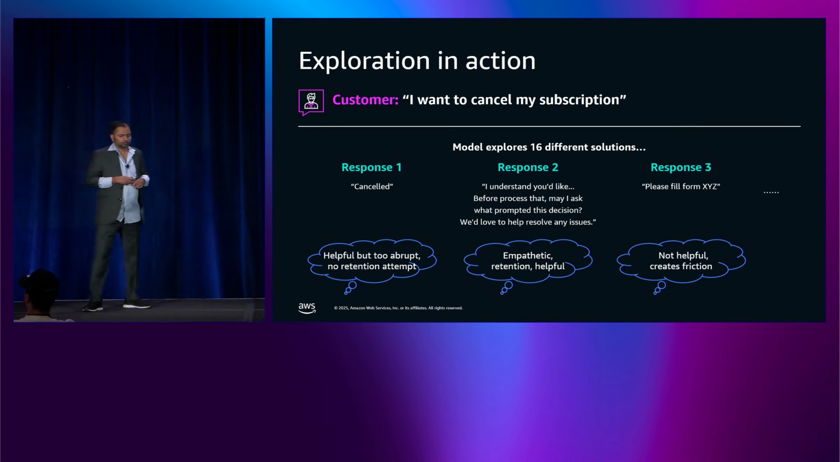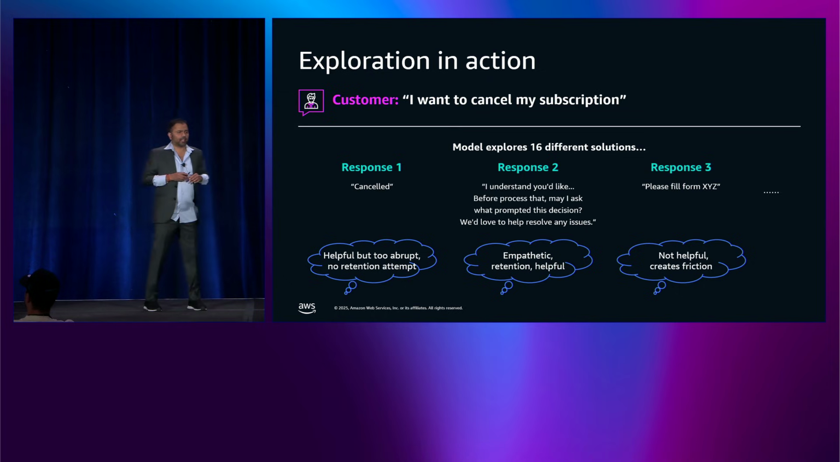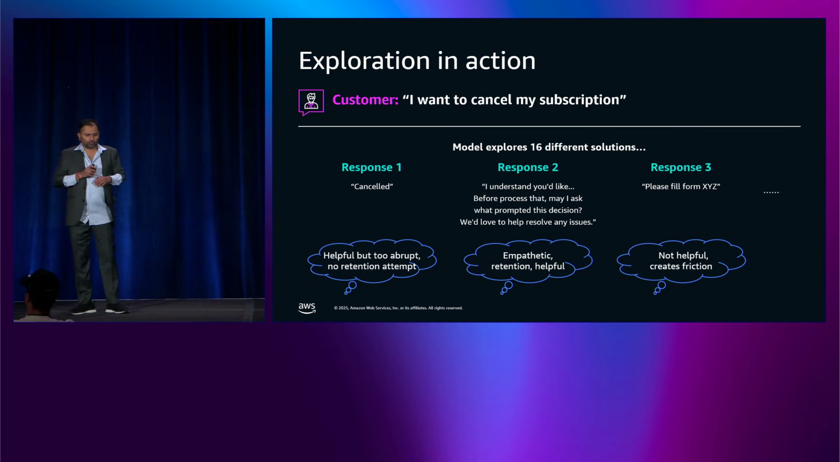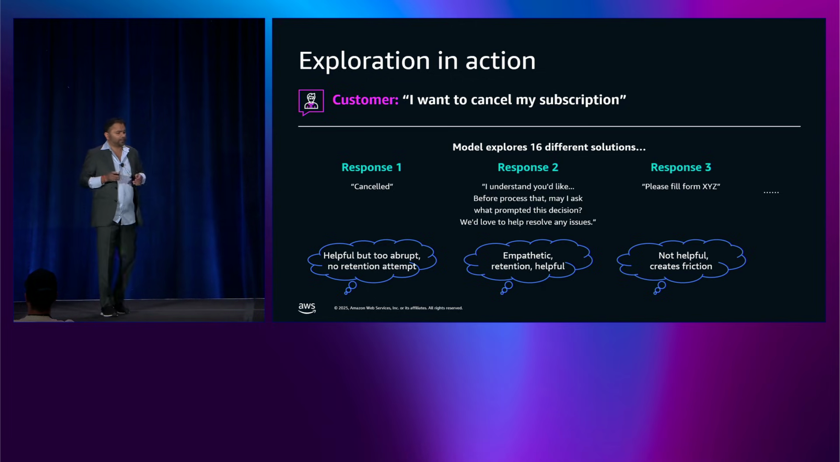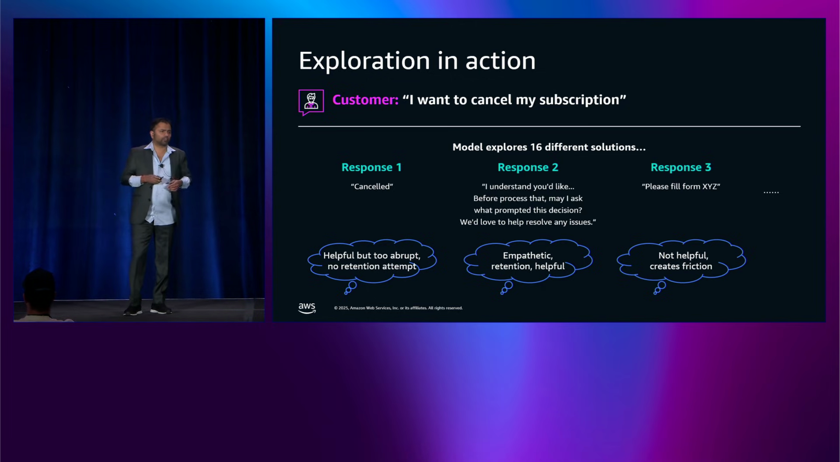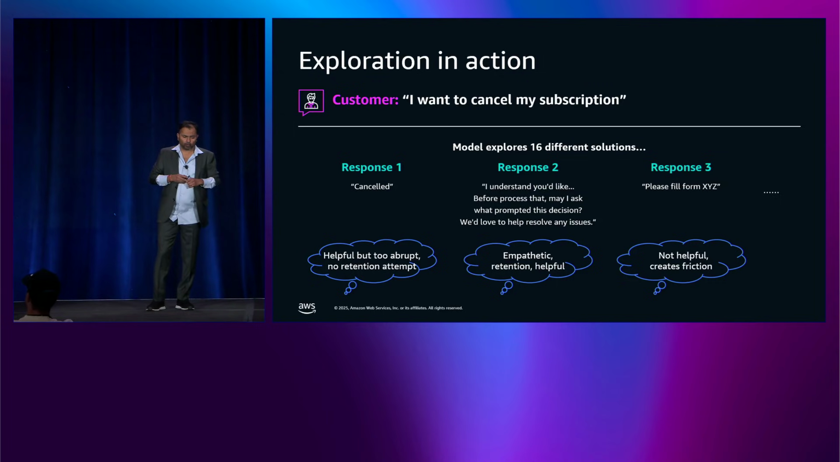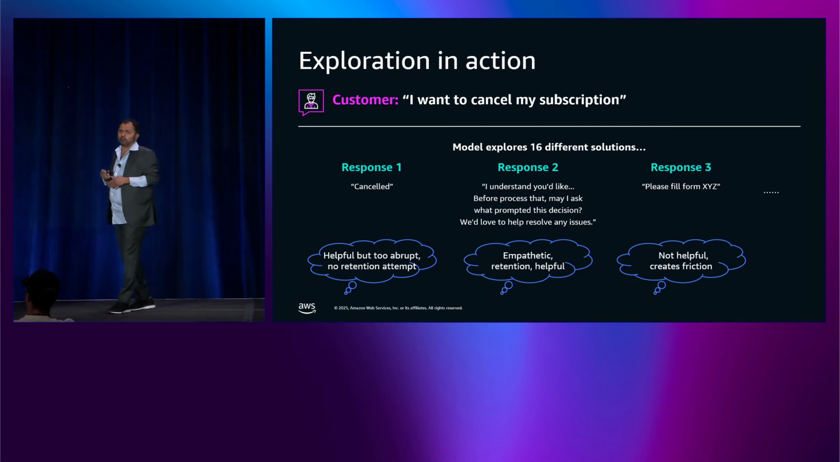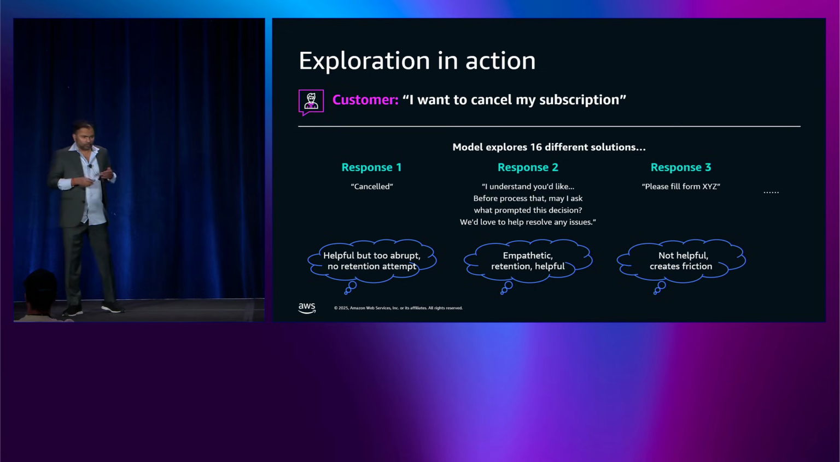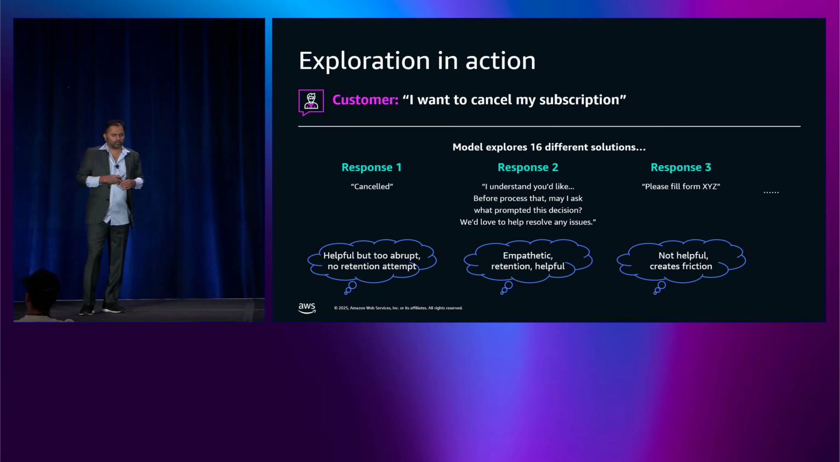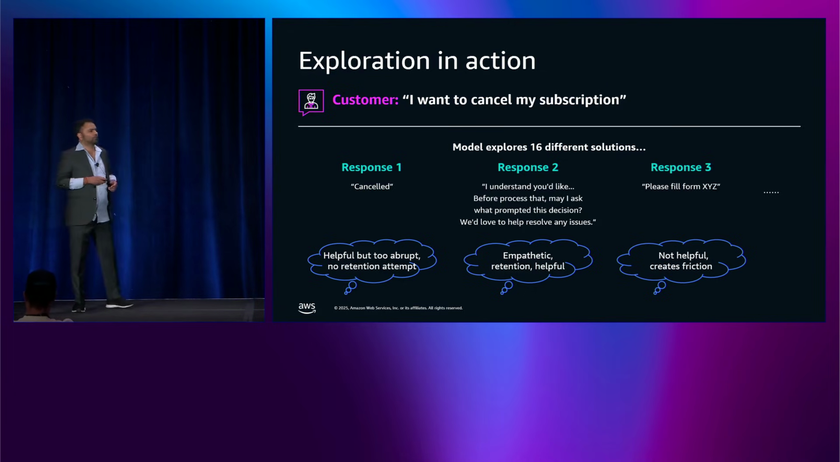Response 2 says, understand, but may I please ask what prompted that decision? As you can see, this response is empathetic and will score higher based on the reward function that I will create. Response 3, okay, here we go, please fill out this form. And as you can see in this use case, the model is exploring multiple solutions, which will be scored based on your reward function and which will be used to improve the model weights.